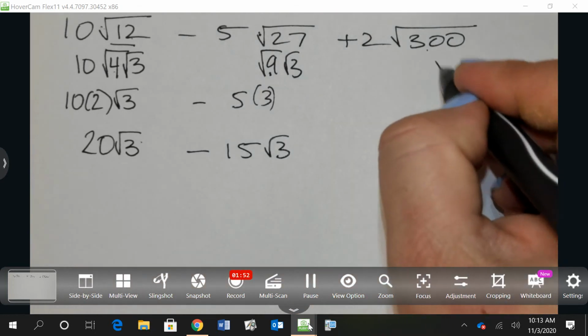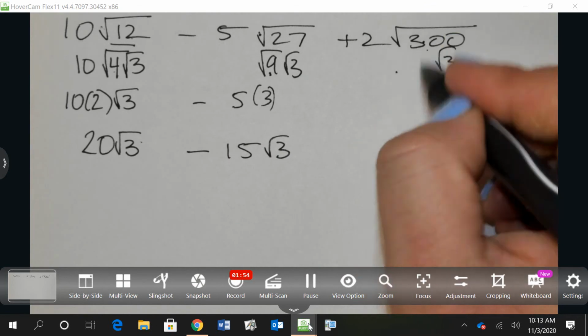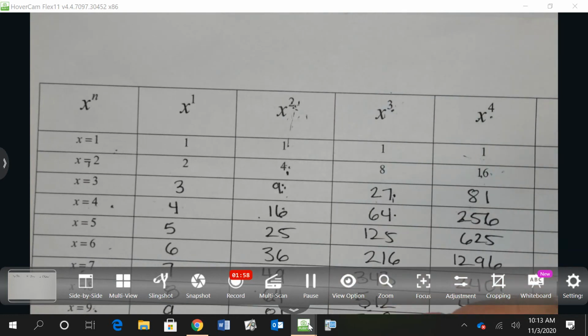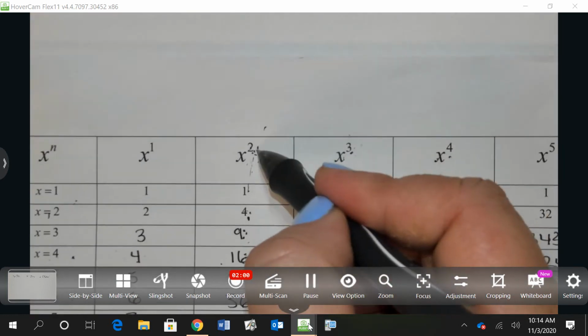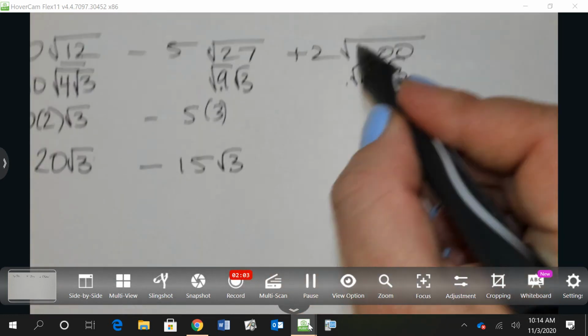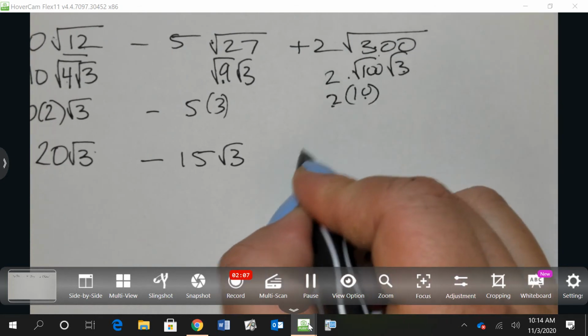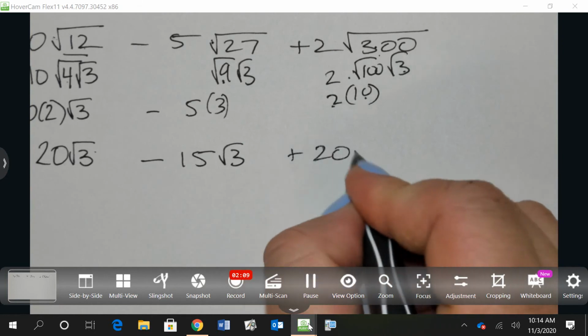Over here, again, let's put the 3. 3 times what is 300? 100. And again, 100 is in this column with the 2. Why are we choosing this column? Because the nth root is 2. So the square root of 100 is 10. 2 times 10 is 20, so I have plus 20 square root of 3.